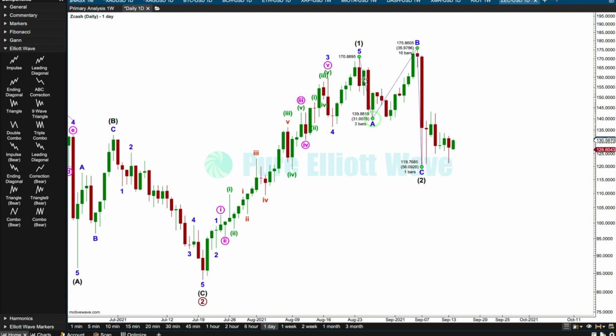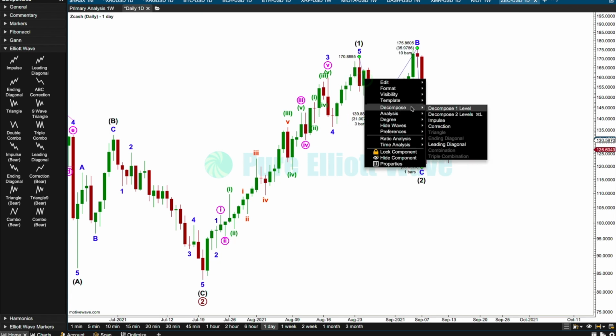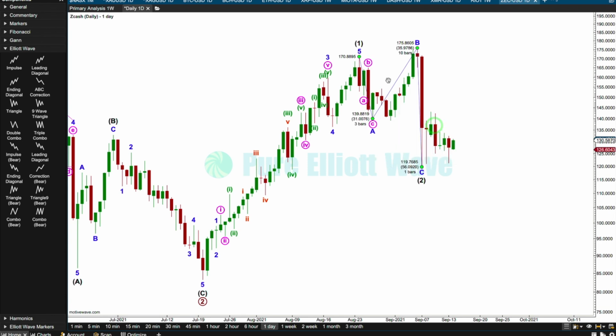Oh yeah, okay, this looks really good. This is a nice expanded flat. So A is a zigzag. Let's just check the length of B to A. 1.16, well within normal range, and beyond 1.05 that's an expanded flat. Let's just have a look out of curiosity's sake if there's a Fibonacci ratio between A and C. No. A little bit longer.